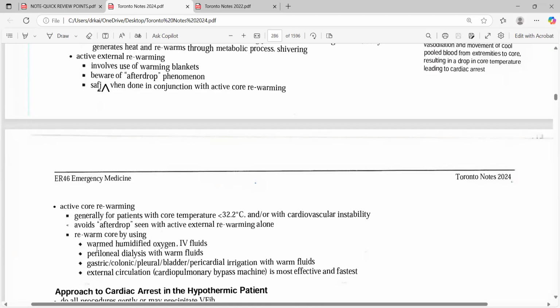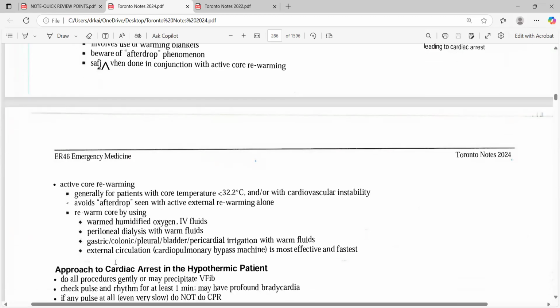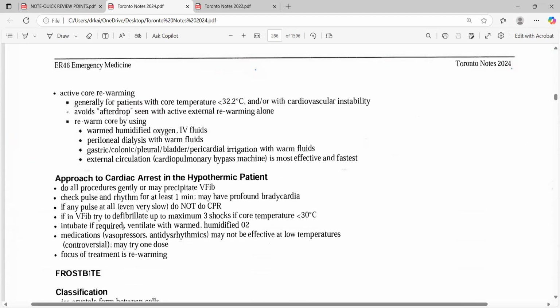So internal rewarming: all of the warm fluid, gastric lavage, or colonic irrigation, and then external circulation. In the cases of cardiac arrest, it is important, as one of the MCQs usually comes from this arrest, hypothermia, and from the burn. Okay. Do all the procedures gently, as they may precipitate ventricular fibrillation. Check for the pulse and the rhythm for at least 1 minute. May present with bradycardia. If any pulse at all, do not do CPR.